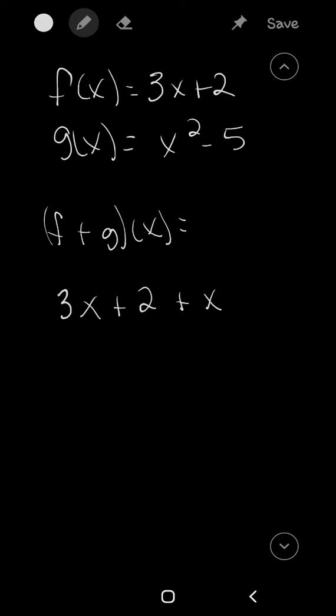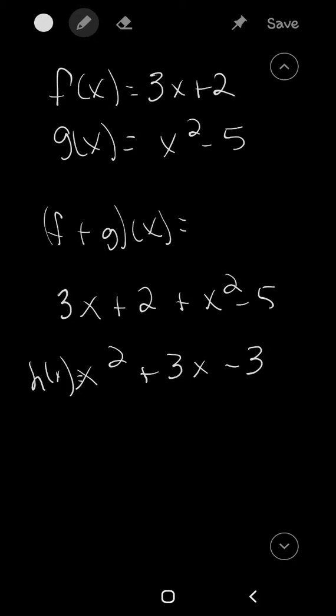First thing we want to do is add these 2 functions together. So f plus g of x. So what does that look like? You take these 2 functions and you say that gives you 3x plus 2 plus x squared minus 5, which is x squared plus 3x minus 3. And this is h of x.